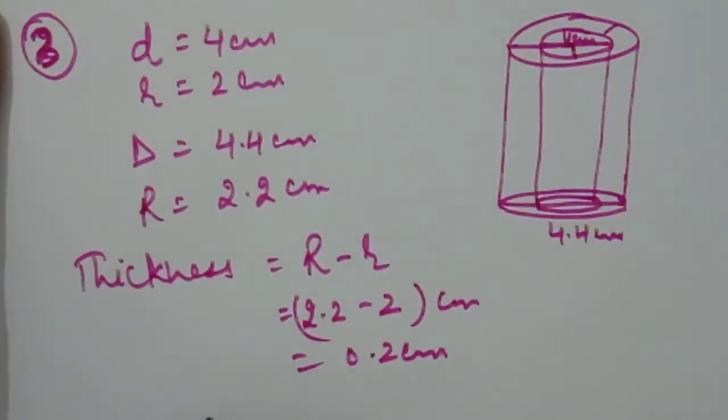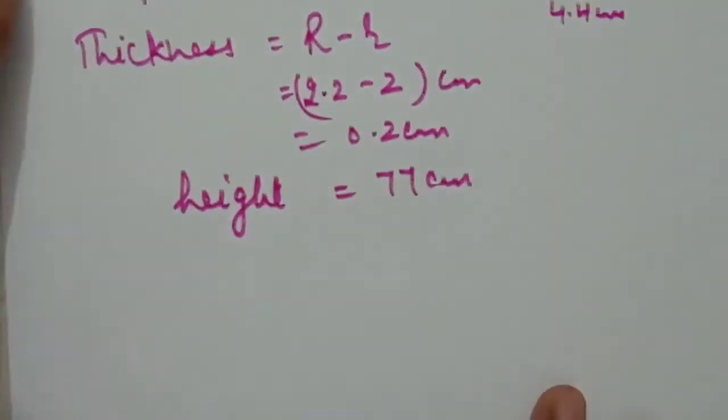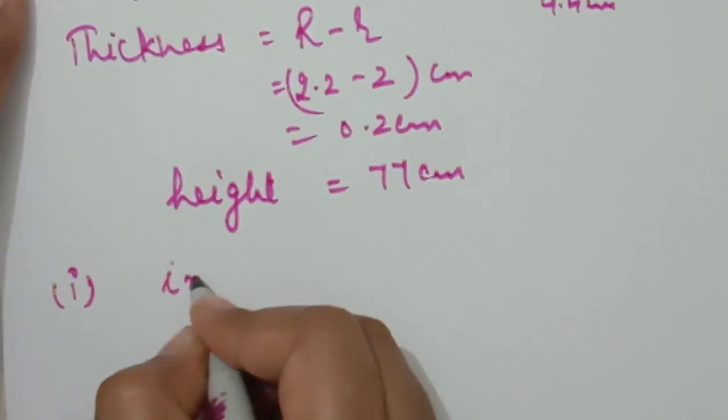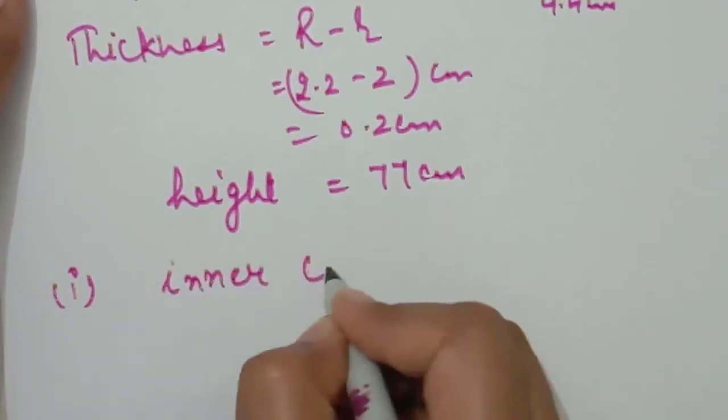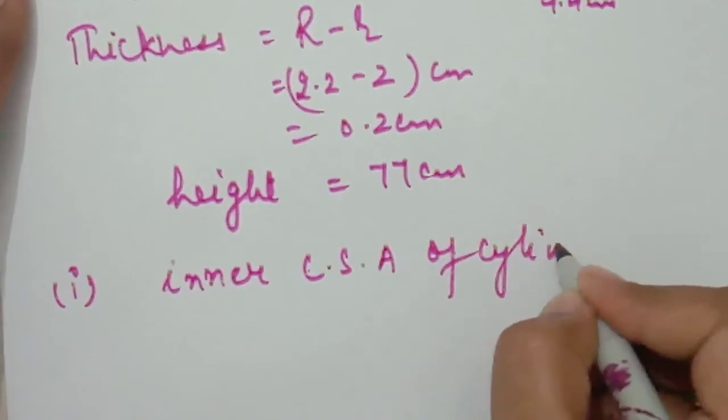And what is the other given thing? Height is 77 centimeter. So we are going to find three things. First, we have to find the inner curved surface area. What? Inner curved surface area of cylinder.